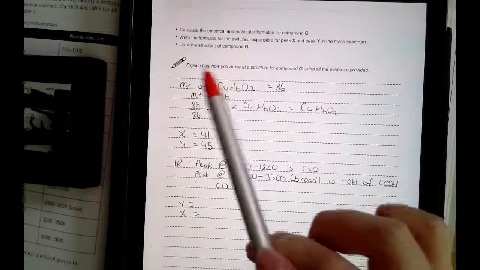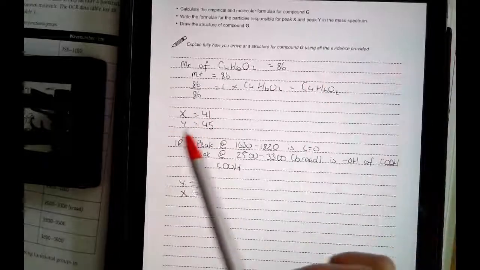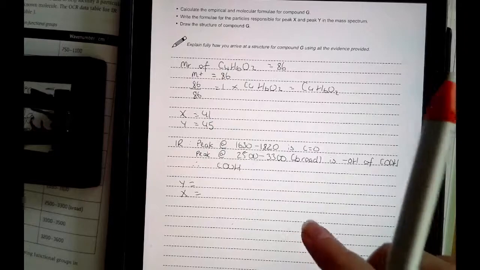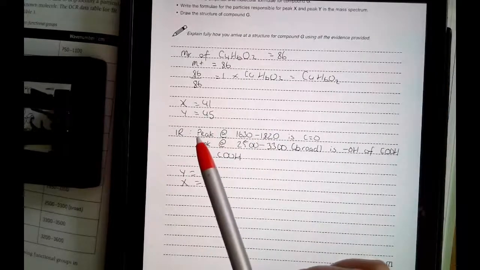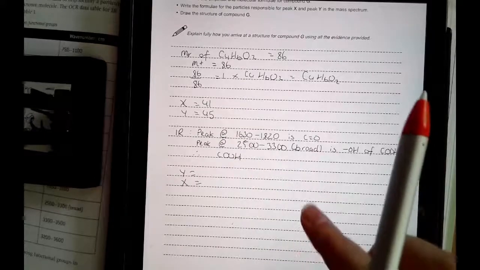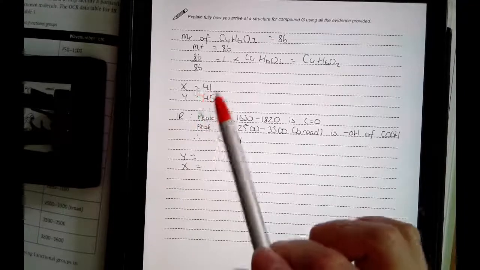Then you have to write the formula of the particles responsible for peak X and peak Y. So at this point, I've just written down the mass charge ratio for X and Y. And then I said I moved on to the infrared, and I figured out that I had a carboxylic acid group, because as soon as I found out I had a carboxylic acid group, I found it a lot easier to go back and do the mass spectrum.